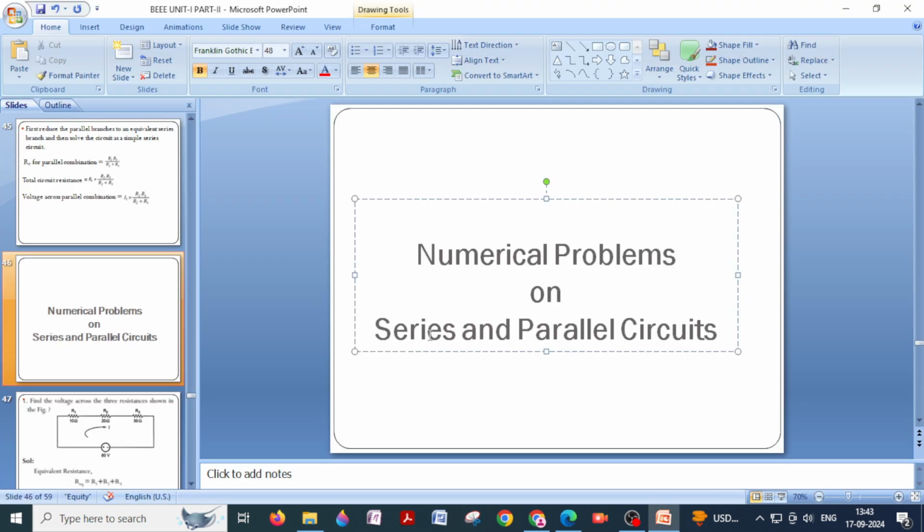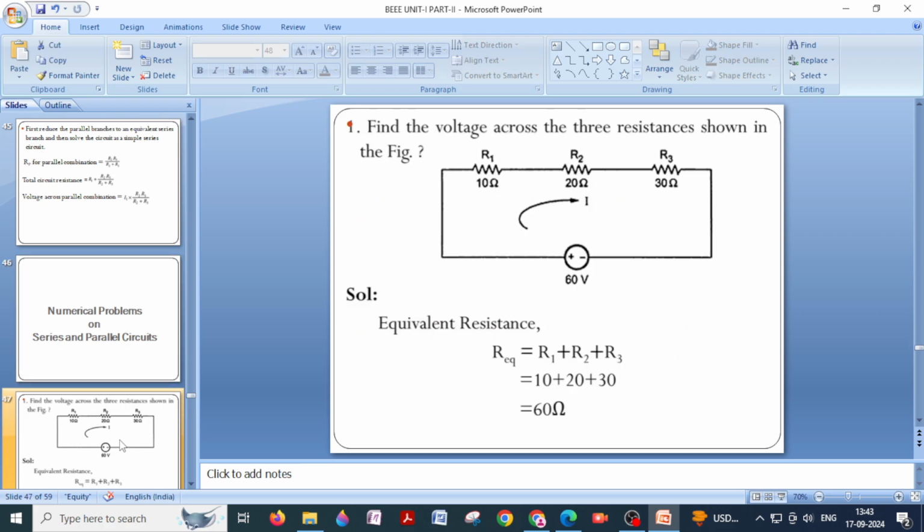Numerical problems on series and parallel circuits. So let us see the first numerical problem. In this numerical problem, we can see there are three resistors R1, R2 and R3. Resistance value of R1 is 10 ohms. Resistance value of R2 is 20 ohms. Resistance value of R3 is 30 ohms.